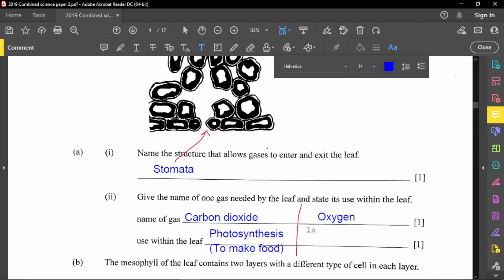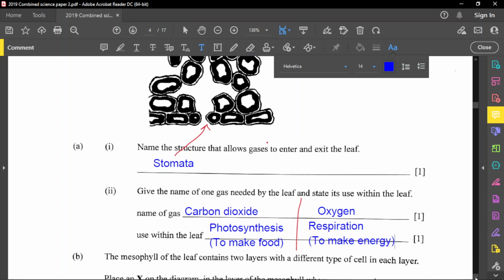Now, oxygen is needed for respiration. So this one is for respiration, because plants respire as well, right? And respiration means to make energy. Like all living things, plants will respire to make energy as well. So you can have carbon dioxide or you could have oxygen.